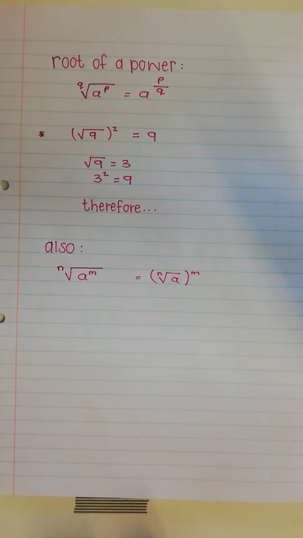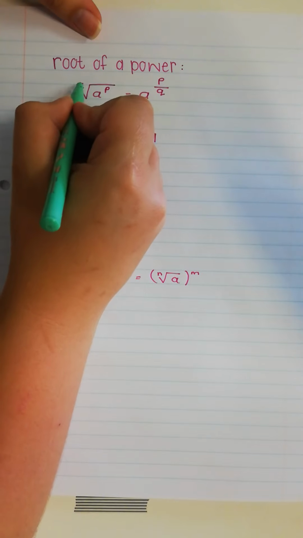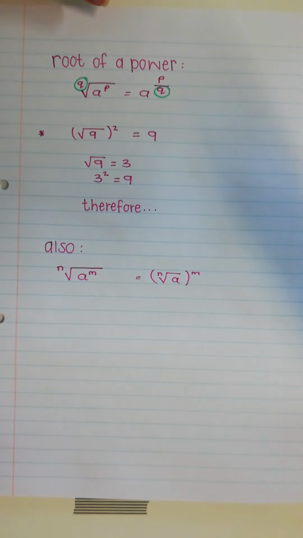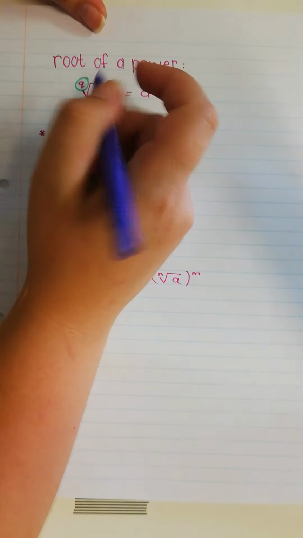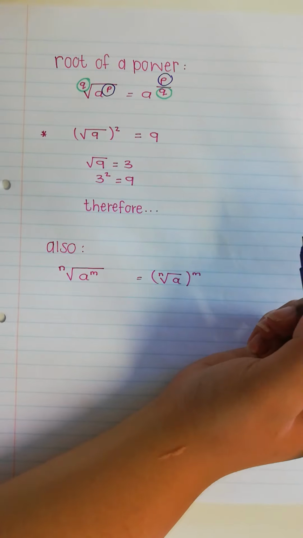Then you've been working with this now for a while. So, power of a root. Like we've done before, whatever is on top goes to the bottom, and whatever is at the bottom goes on top. So that's how they change.